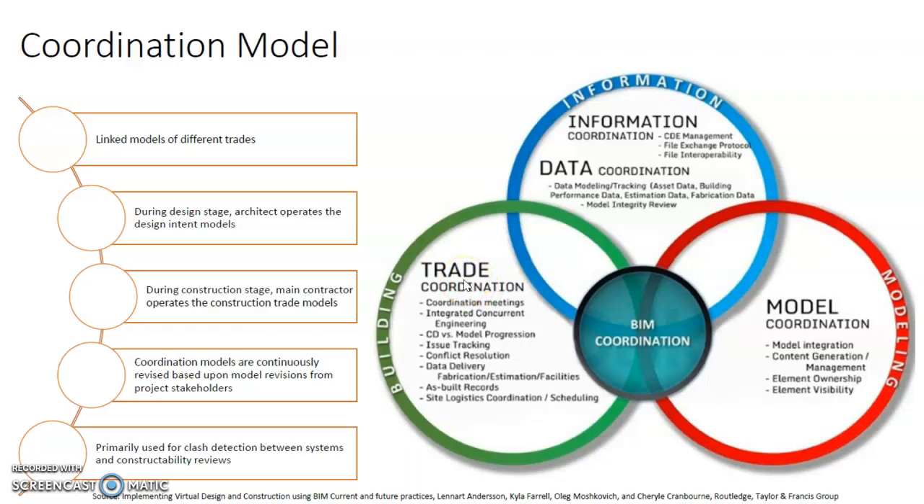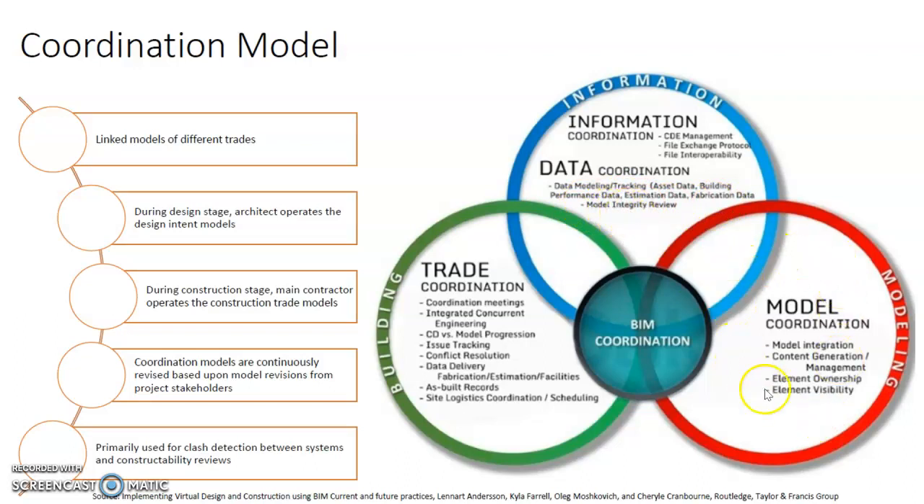But other than that, there are also other things that we need to coordinate. We will need to coordinate, for example, information, in terms of what we call a common data environment, or a file exchange protocol, so that the different types of files can communicate with each other, or we call it file interoperability. And we need to also carry out data coordination, where we look at the data modeling and the tracking, the performance data, estimation data, fabrication data, and model integrity review.